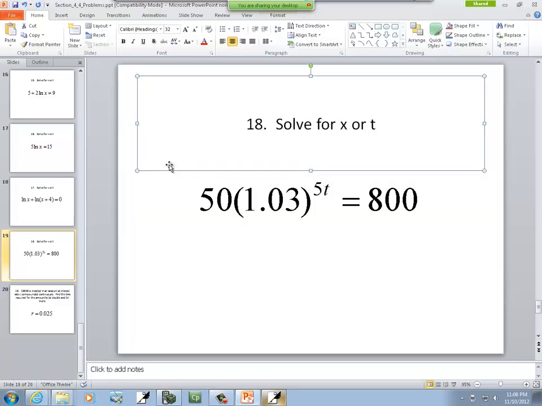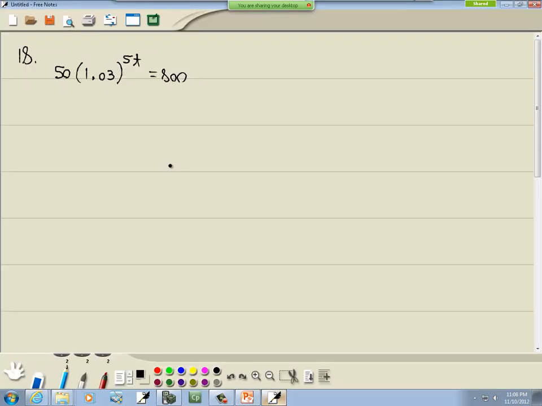Okay, let's look at this one. It says solve for x or t. This is an exponential equation. We have a variable up in the exponent. So our steps for exponential equations, if you remember, is get the part with the variable in the exponent by itself. Well, we don't want any numbers in front of it, don't want any numbers after it. So we're going to divide both sides by 50 to get rid of that 50. So divide that by 50, and divide this by 50.